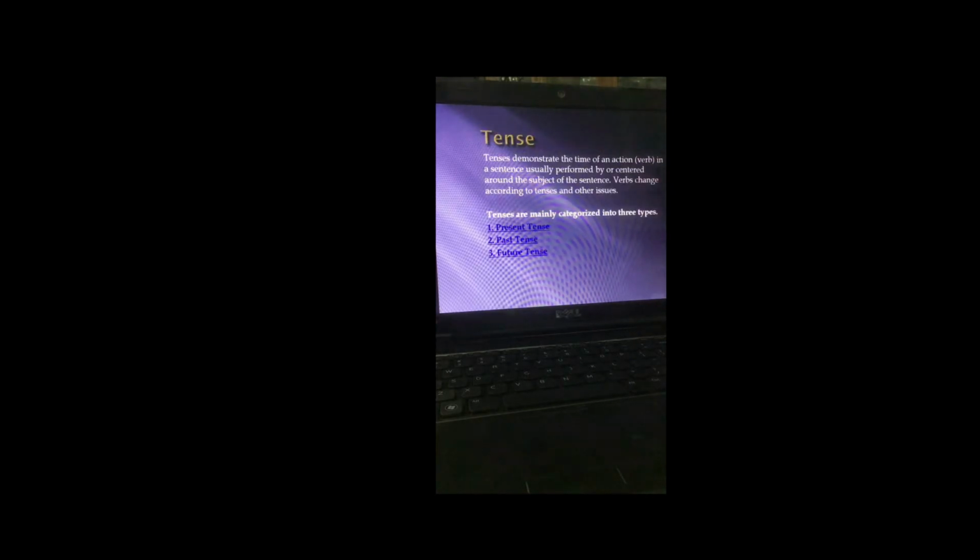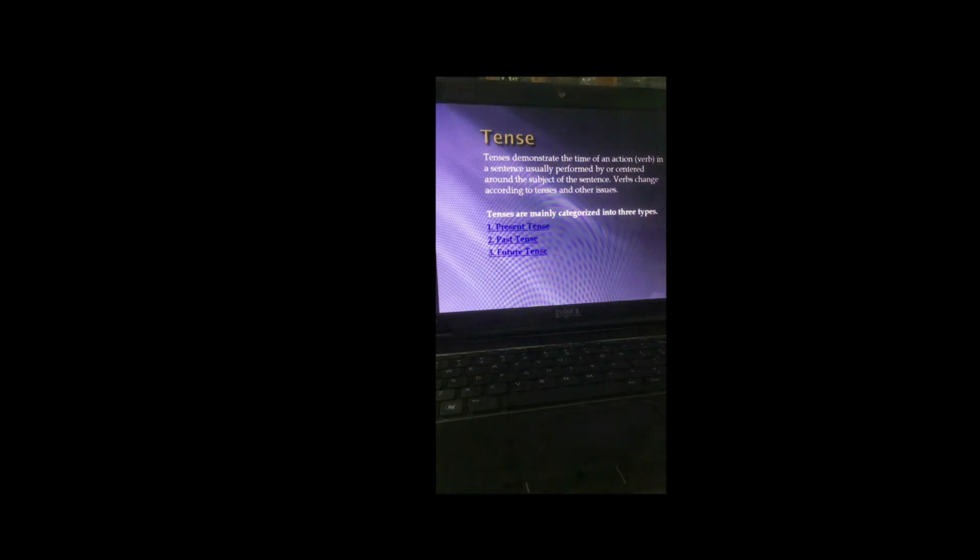So the topic is on chapter 8 and 9, which is present tense. So the worksheets 23 and 24 are based on these chapters, okay? So before starting, I want you to know what is tense and the three categories of tenses.